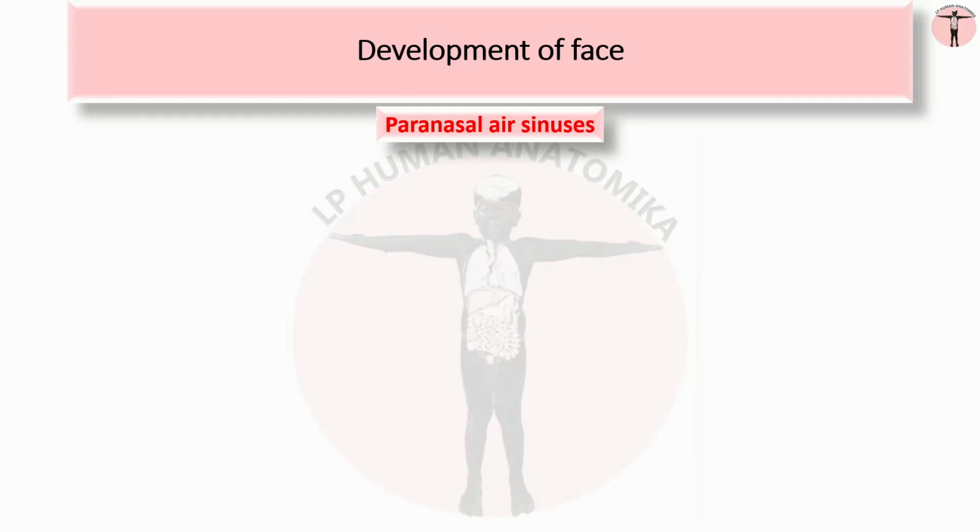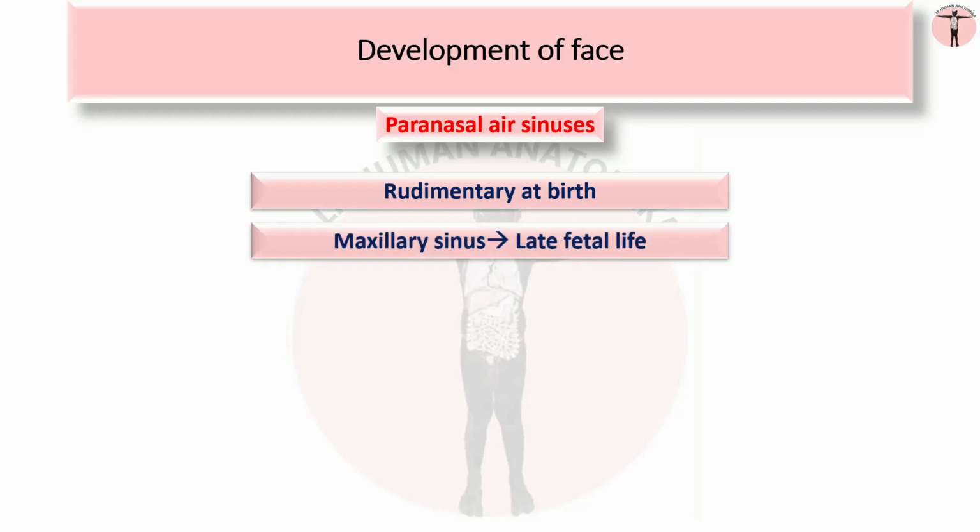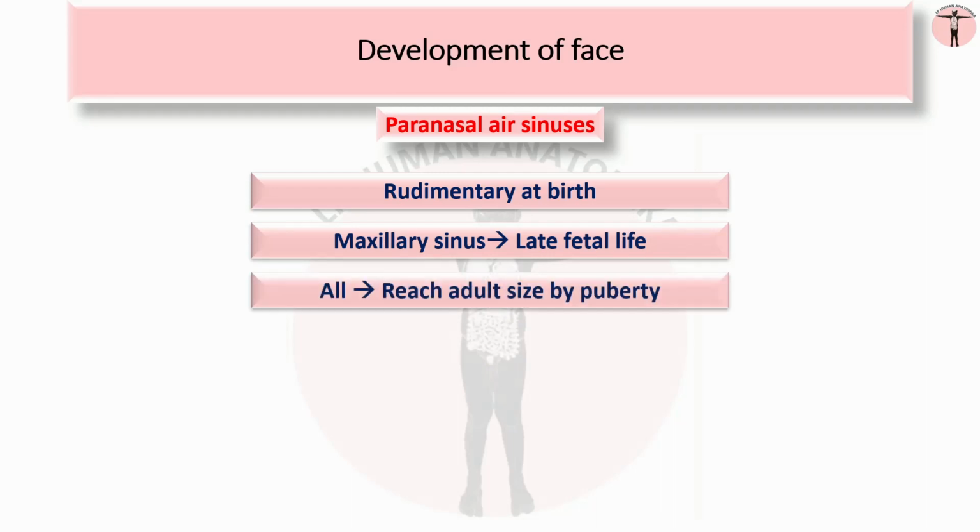Most of the paranasal air sinuses are rudimentary or absent at birth in newborns. Only the maxillary sinus begins to develop during late fetal life, and the other sinuses develop after birth. All the other sinuses reach their maximum size as in adults during puberty and contribute to the definitive shape of the face. The original openings of the diverticula persist as the orifices of the adult sinuses.